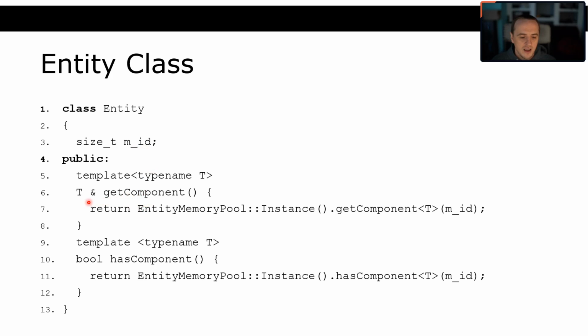So here, in order to get the component of a given type, get component, oh, my cat is walking around my legs.